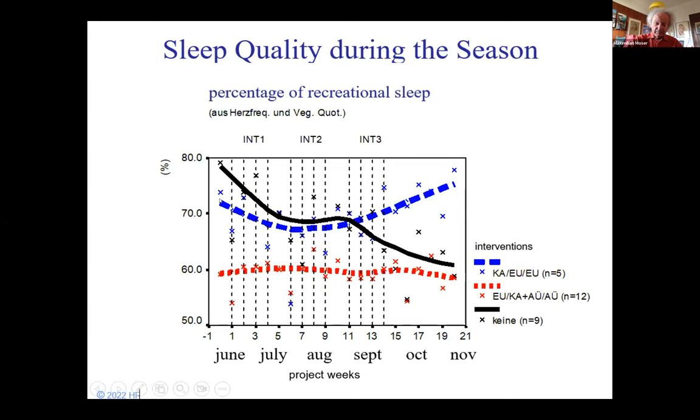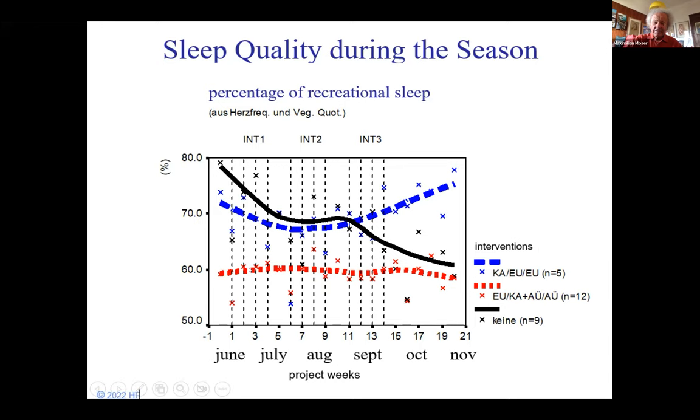The blue group first participated in Western gymnastics, which was one of the control interventions. And you see it also goes a little bit down, but then they were changed to eurythmy. And here you can see that the eurythmy improved the sleep quality of this participant. And the red one started with eurythmy and then went to Western gymnastics. And you see that they at least stayed at the same level that they had begun.